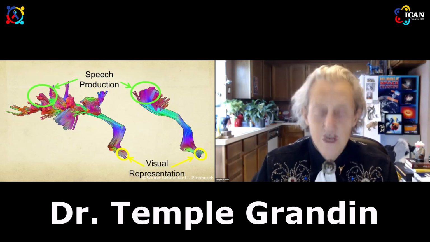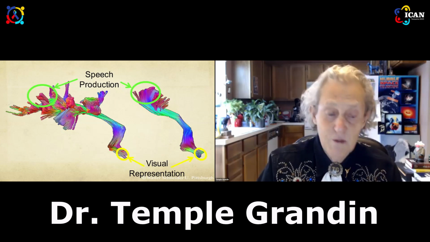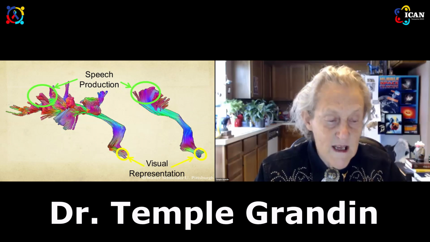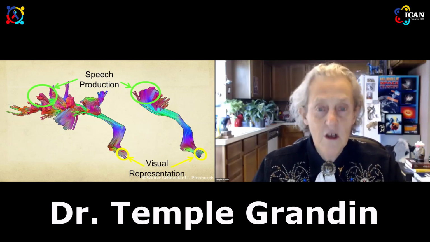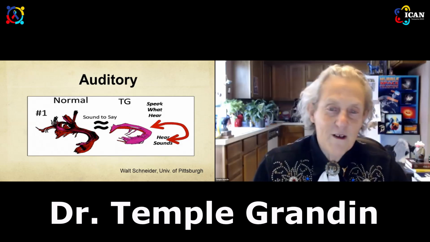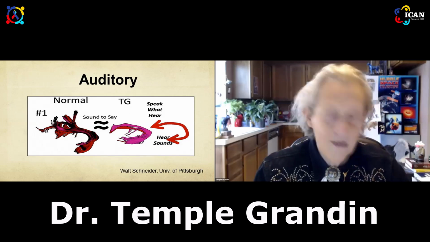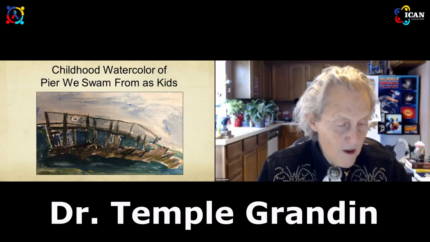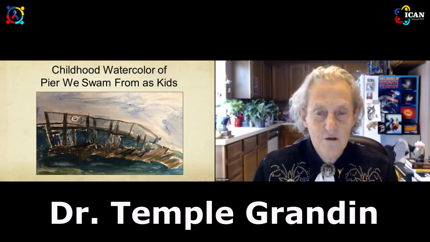And this explains why I had problems with expressive speech. I had less fibers for speak what I see. The next slide just circles the less fibers. And then on auditory, I got just a little tiny one. I'm not auditory.